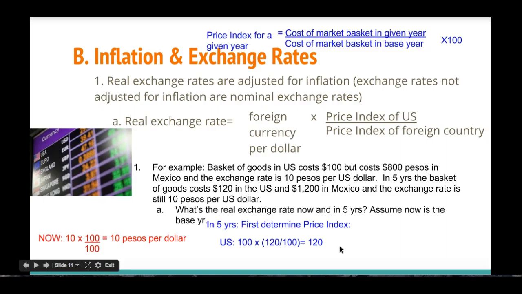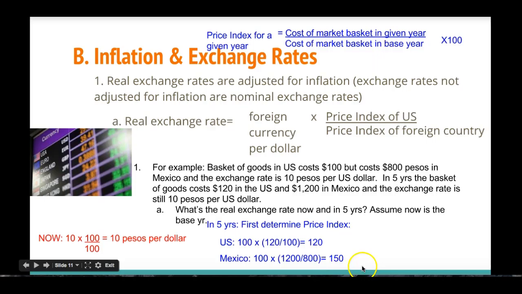So what about in Mexico? In Mexico, in 5 years, the cost of that market basket is 1,200 pesos, but it's now at 800 pesos. So you're going to do 100 times 1,200 divided by 800, which will give us 150.